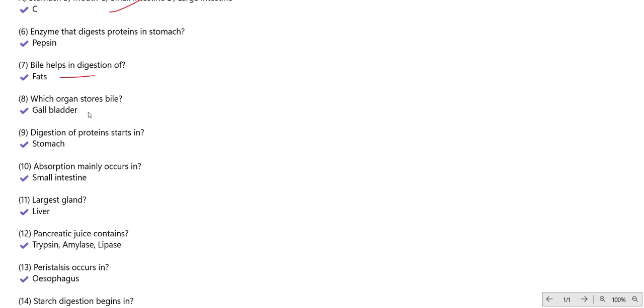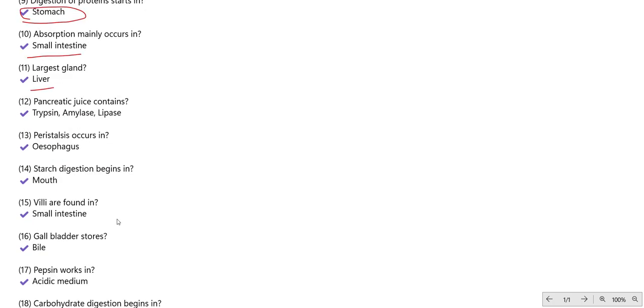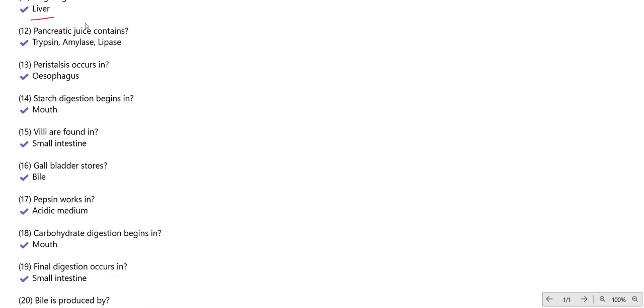Which organ stores the bile? That is your gallbladder. Digestion of protein will start in stomach. Absorption mainly occurs in small intestine. Largest gland of the body is liver. Pancreatic juice contains trypsin, amylase, and the lipase.